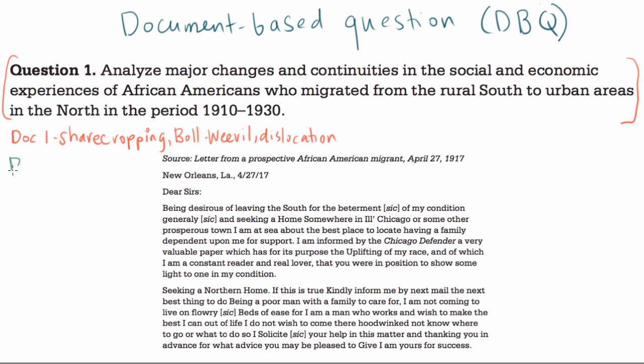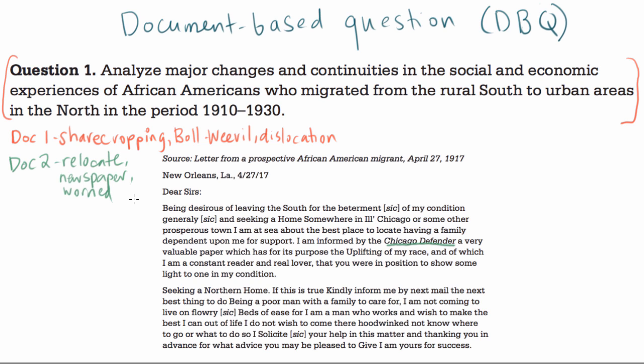So in this document, it's a man who is trying to relocate to the North, and he's drawing on the assistance of the Chicago Defender, which was a major black newspaper. And he's also saying that he's maybe afraid of being hoodwinked, so you could see that perhaps he's heard some rumors that Southerners moving to the North might get into trouble or be conned somehow.